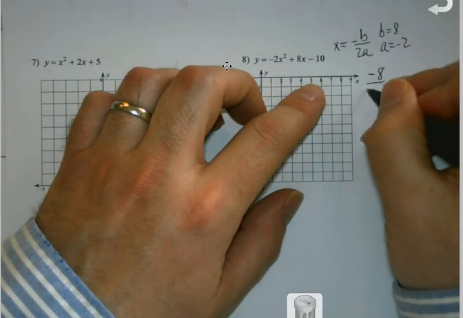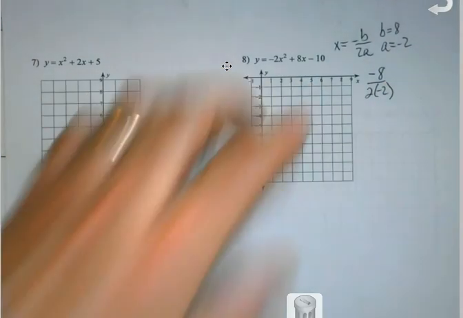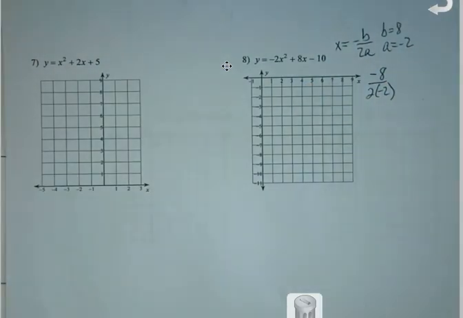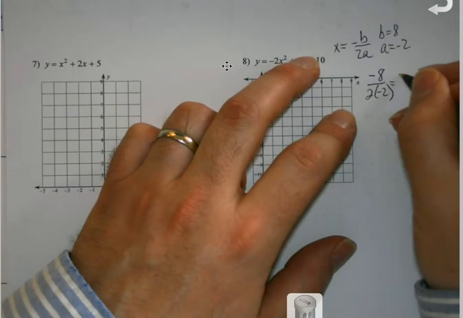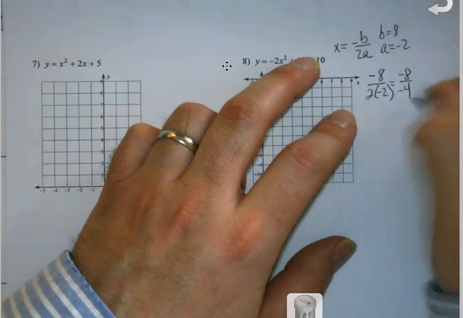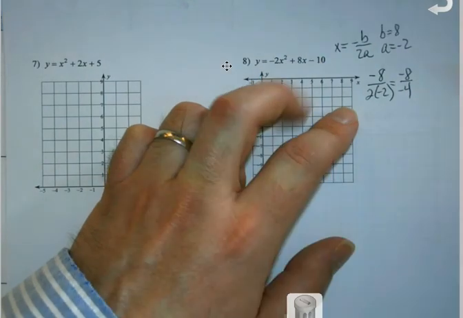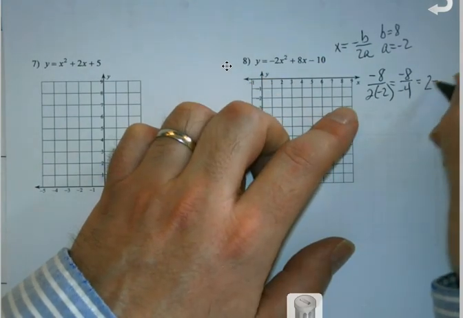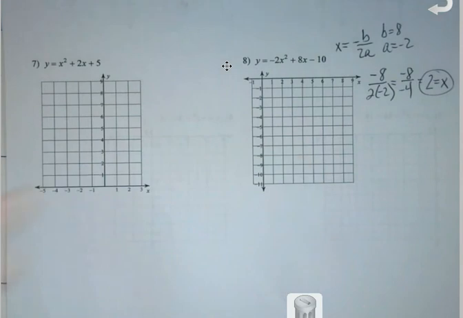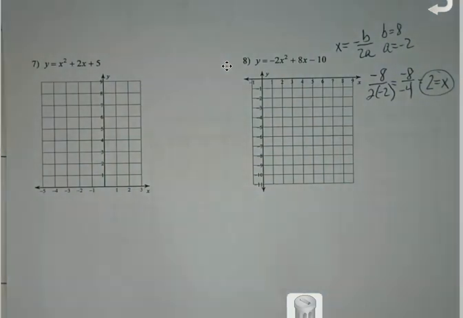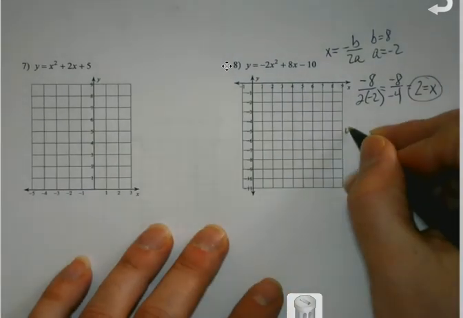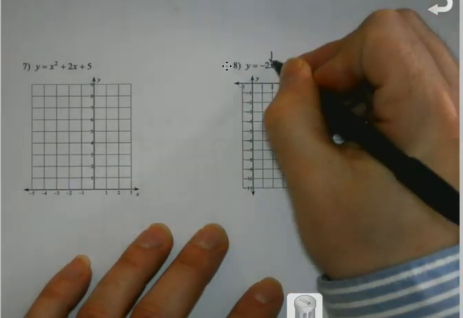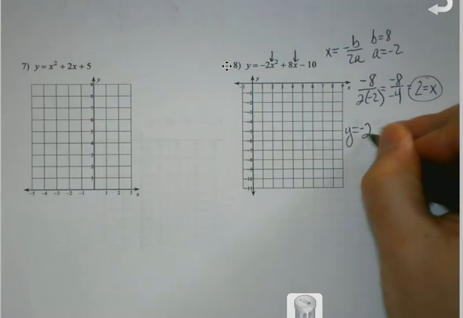Negative b over 2a. And this is the point that's critical, because if I mess up something with my signs or something here, it's going to mess up my y value, which is going to kind of make everything go bad on me. So my x value is 2. And then just remember, my y is just plugging it back in. Just doing a little substitution.